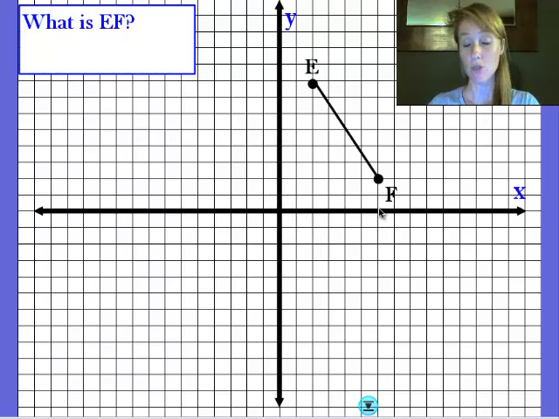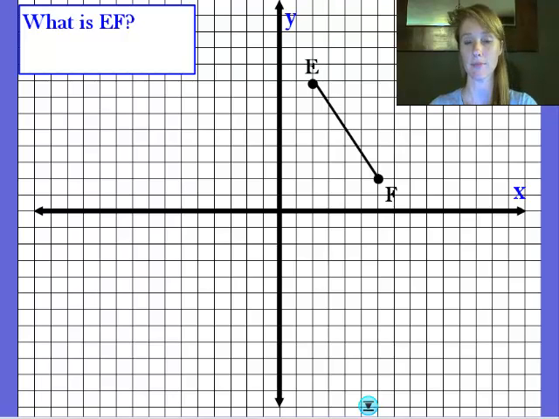I've plotted 2 points here. I've plotted point E and point F, and I've created a line segment EF. And today I want to answer the question: how long is line segment EF? What is the length of line segment EF? And I've posed this question right here.